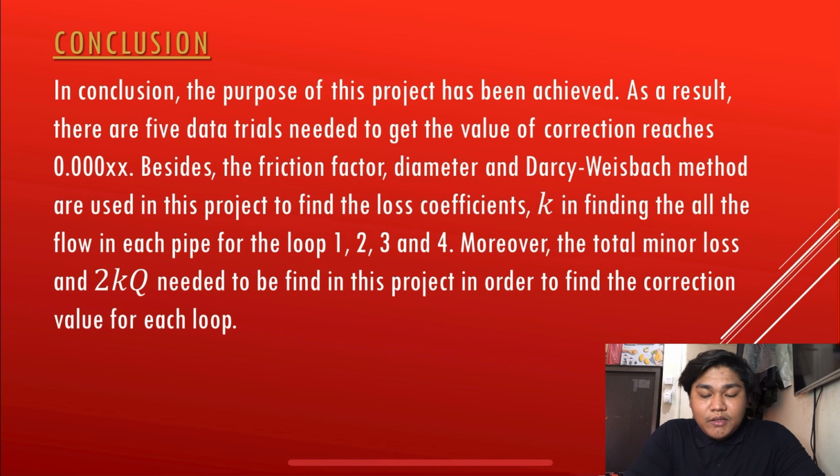Besides, the friction factor, diameter and Darcy-Weisbach method are used in this project to find the loss coefficient, which is K, in finding all the flow in each pipe for loops 1, 2, 3 and 4. Moreover, the total minor loss and 2kQ needed to be found in this project in order to find the correction value for each loop. That's all from me. Thank you.